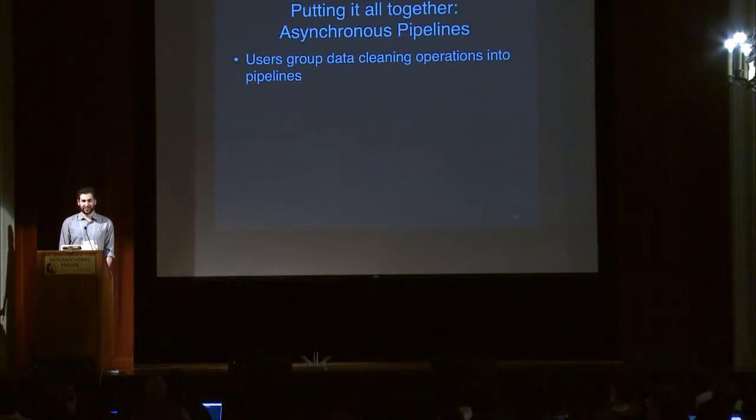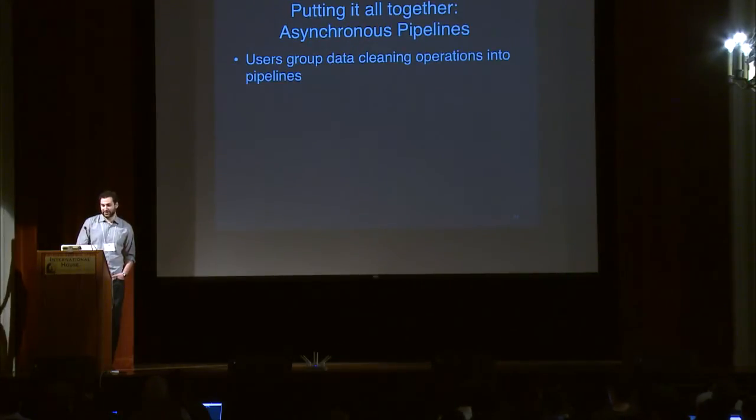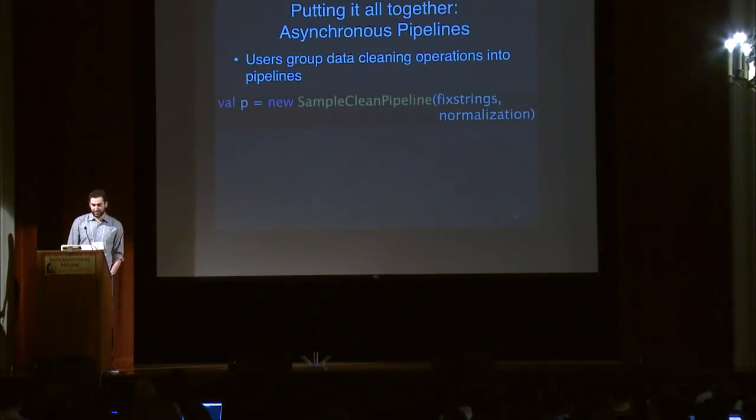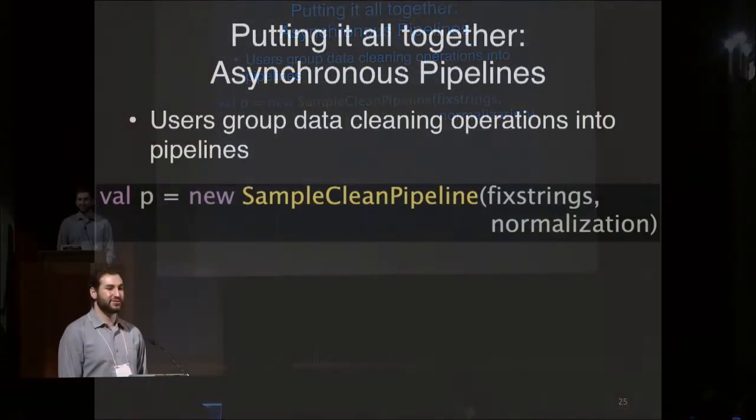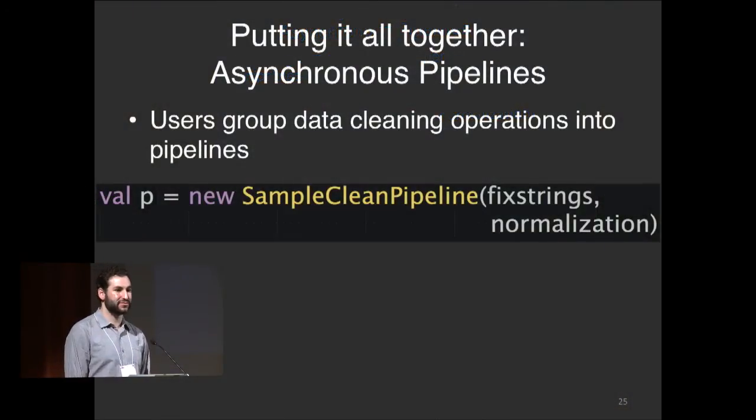So we let users group data cleaning operations into pipelines, which is basically just a set of operations. And we have a simple programming model that supports that. So you can instantiate a new pipeline, and you pass into the pipeline the data cleaning operators you'd like to perform on your data. In this case, we've got some string cleanup, which is actually what we did before we showed you the demo. And then normalization is sort of a general name for what you guys were doing with institutions. We have a categorical variable, which is institution, and we wanted to resolve all the messy versions of each category.